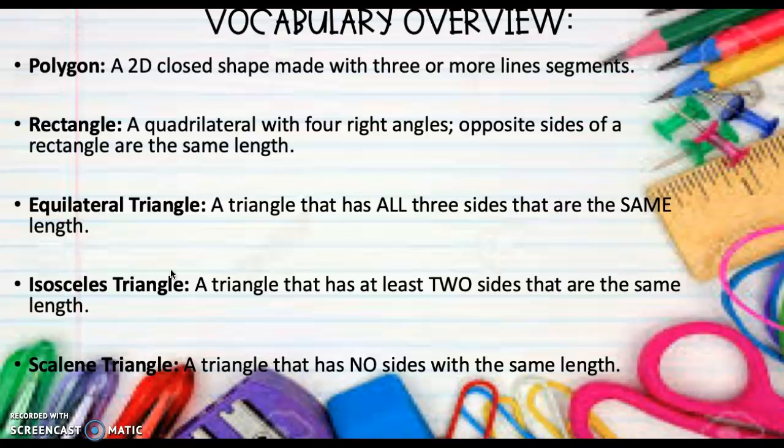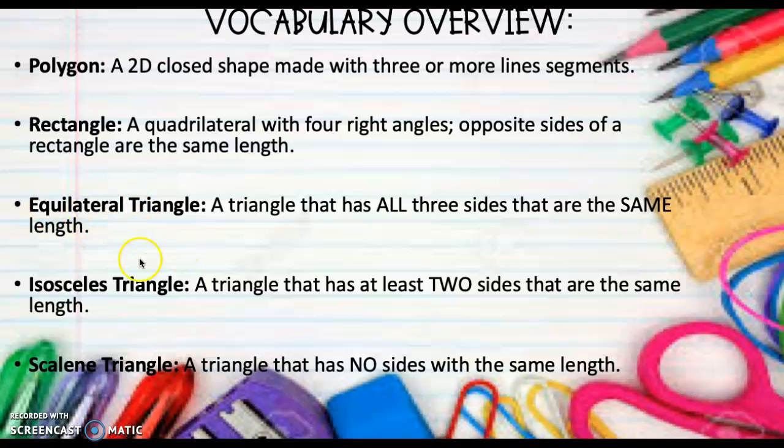I want to touch on the first one, a polygon. A polygon is a 2D closed shape made with 3 or more line segments. So when you have a shape, if it's 2D and it has 3 or more line segments, then it's going to be a polygon.